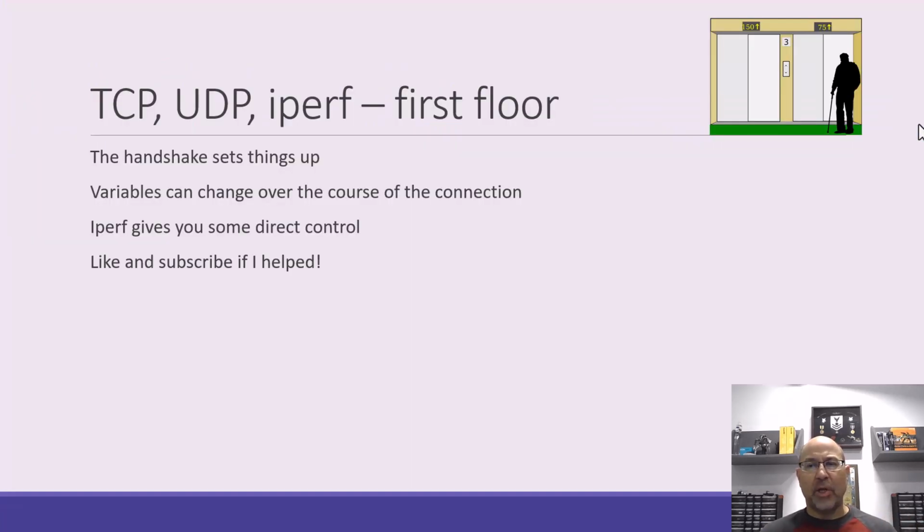So TCP, UDP, iPerf on the first floor, even though the guy on the graphic looks like he's on the third floor. The variables can change over the course of the connection. We will actually try to demo that later on. And then when you're using iPerf to test all of this stuff, you have some direct control over some of these variables.